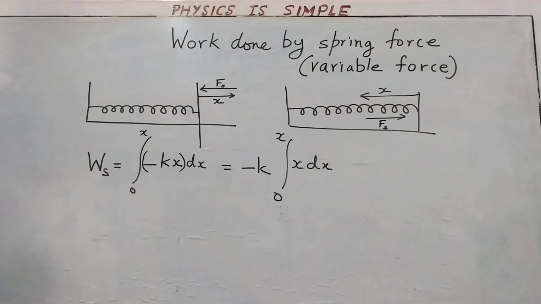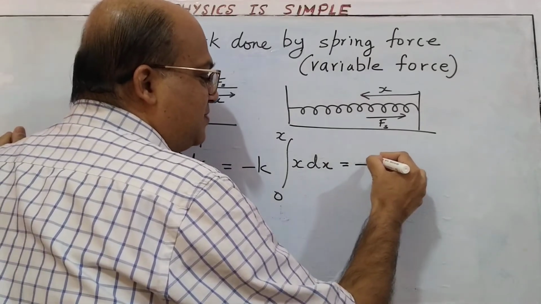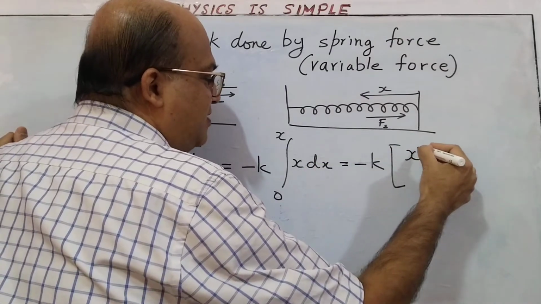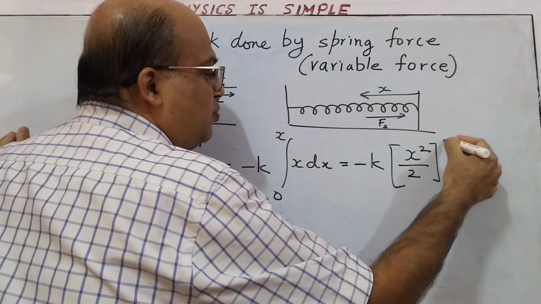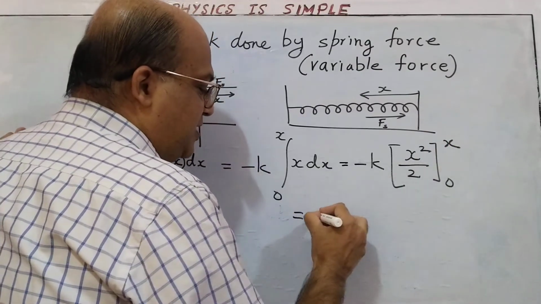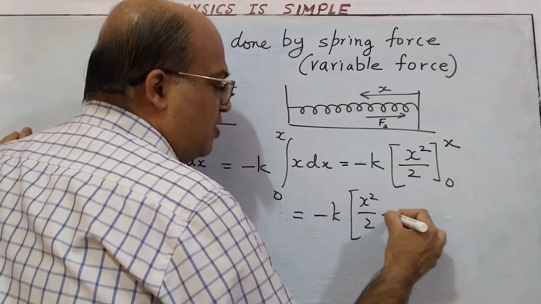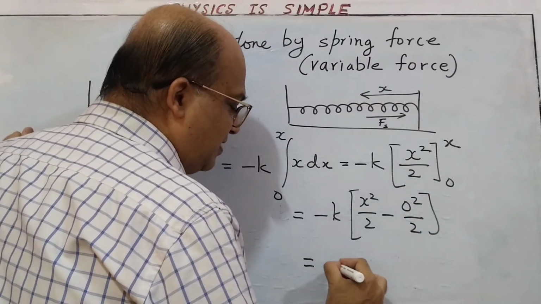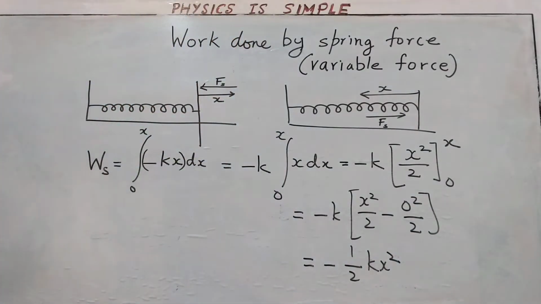Minus is not a constant. Minus k is a constant. So therefore, this becomes minus k. Power of x increases by 1, so we get x square, and we divide by the new power, from 0 to x. Now when you put the upper limit in that, you'll get x square by 2. When you put the lower limit, you get 0 square by 2. So in both these cases, the work done by the spring force is minus half kx square.